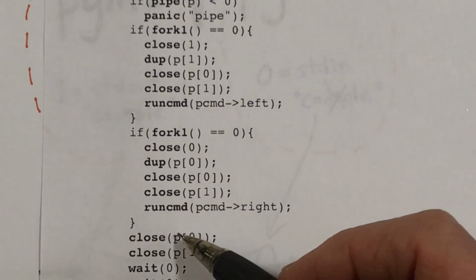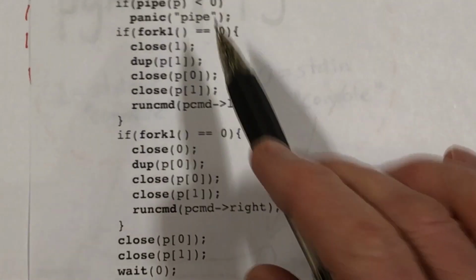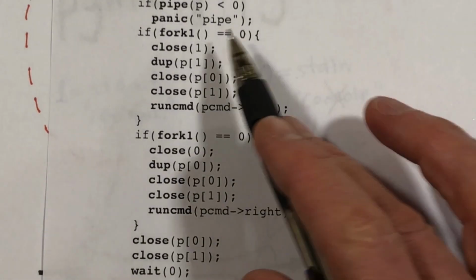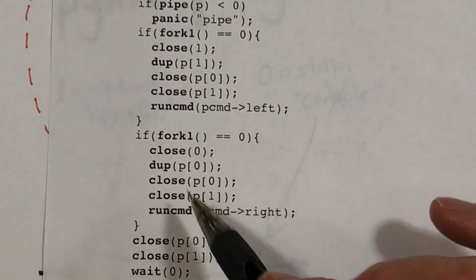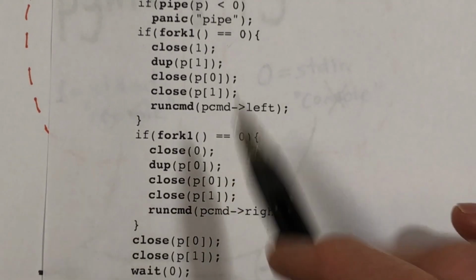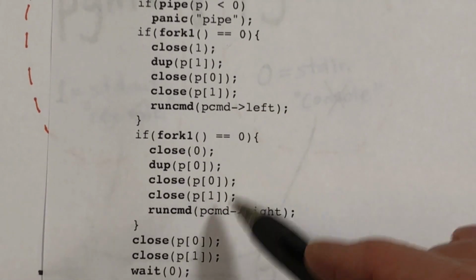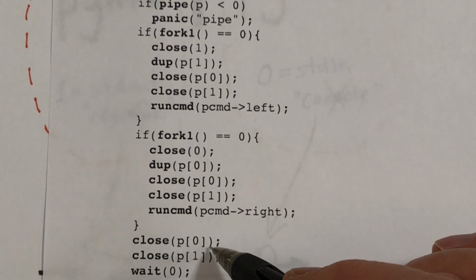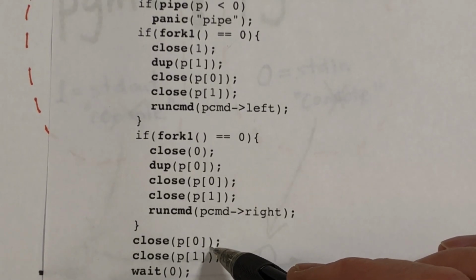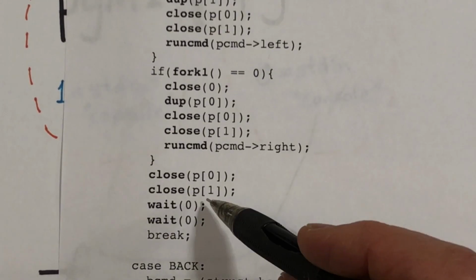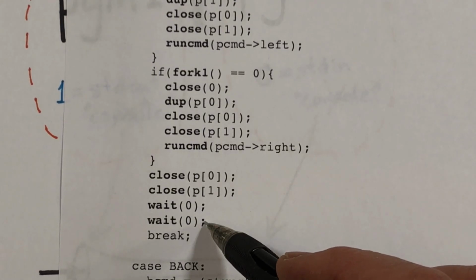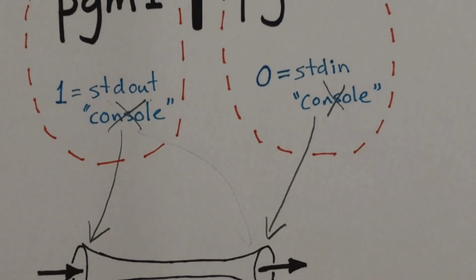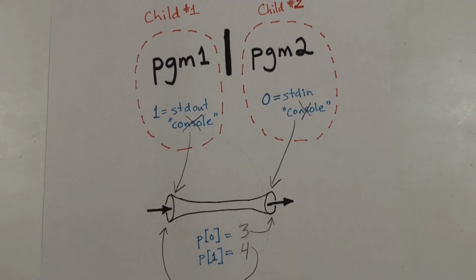The parent continues along. Okay, it created the pipe, but it didn't do any of this stuff because it was the parent. Those were done in the children processes. Instead, the parent will just go straight down here, close 3, close 4, and then it will wait on its children. So that, in essence, is how we redirect the input.